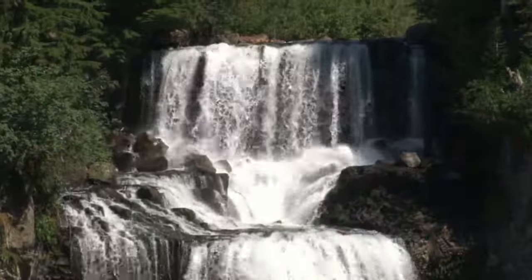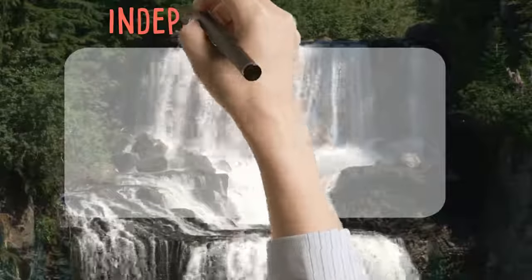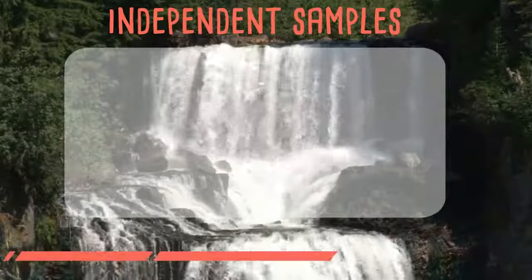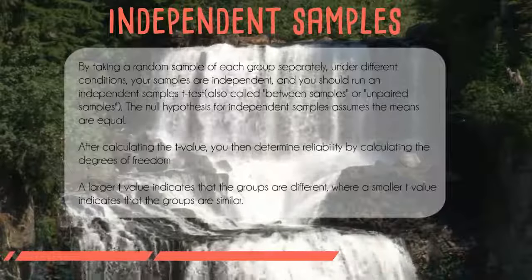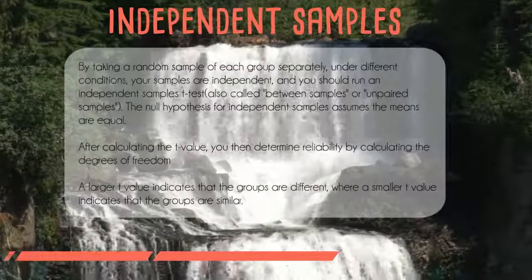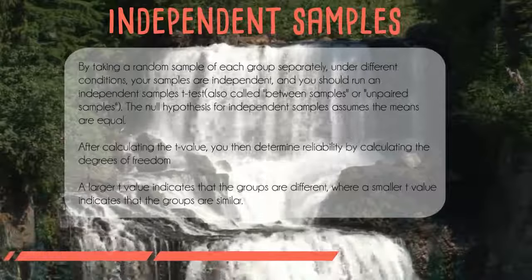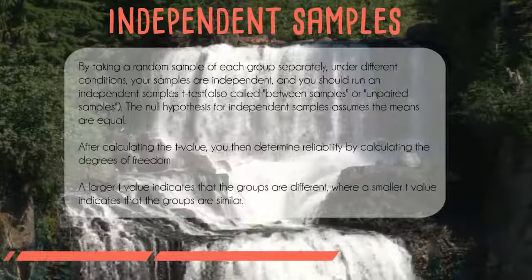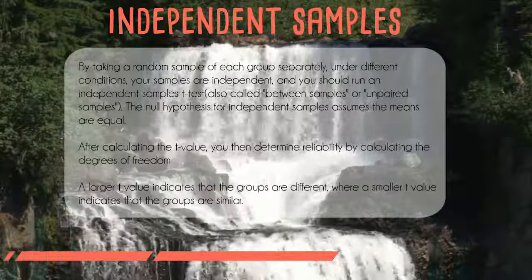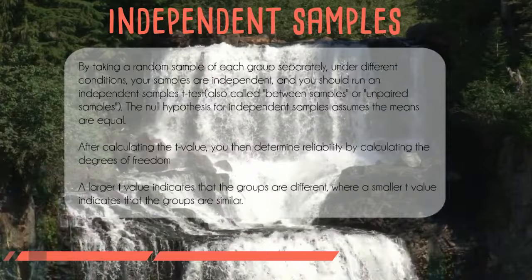By taking a random sample of each group separately under different conditions, your samples are independent, and you should run an independent samples t-test for which the null hypothesis assumes the means are equal. You then determine reliability by calculating the degrees of freedom. A larger t-value indicates the groups are different, whereas a smaller t-value indicates that the groups are similar.